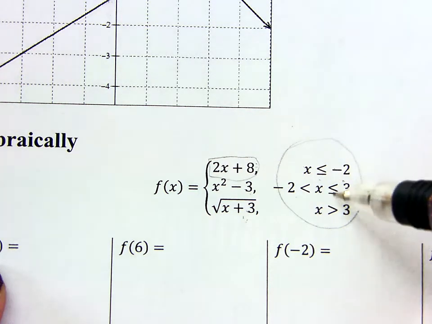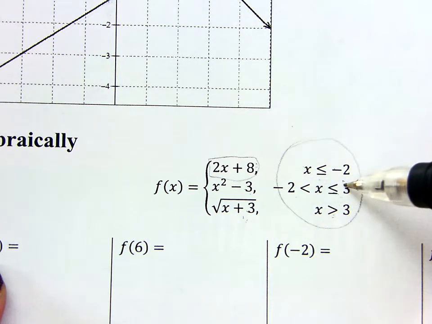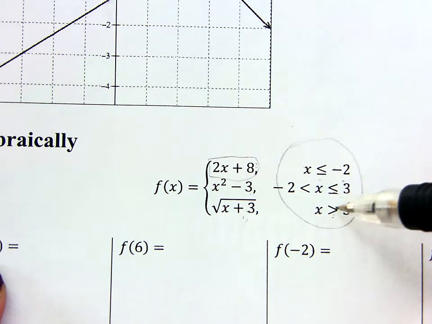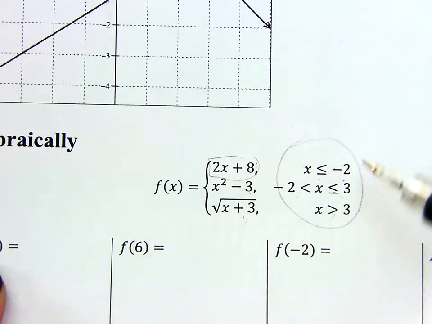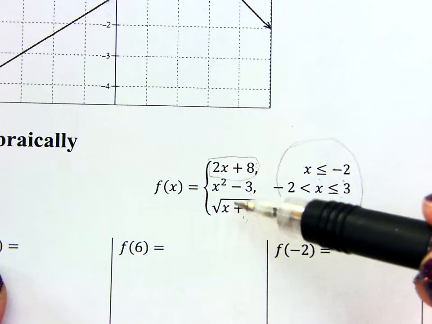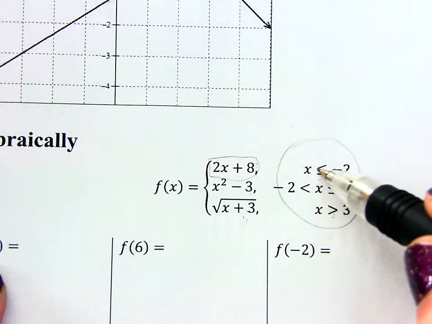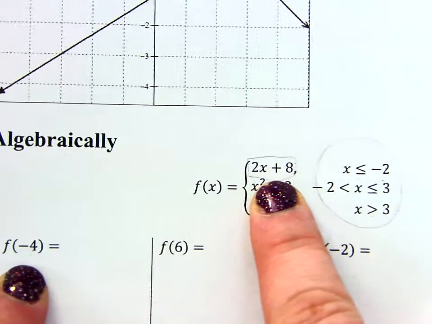It's never going to fit in more than one of these, right? Negative 4 doesn't fit here. It's not in between negative 2 and 3, and it's not greater than 3. So when you go to plug in a value, it will only work in one of these 3. And that's how you know which one to plug it into. Because the x value that I'm plugging in is negative 4, and negative 4 is less than negative 2, I plug it in right here.